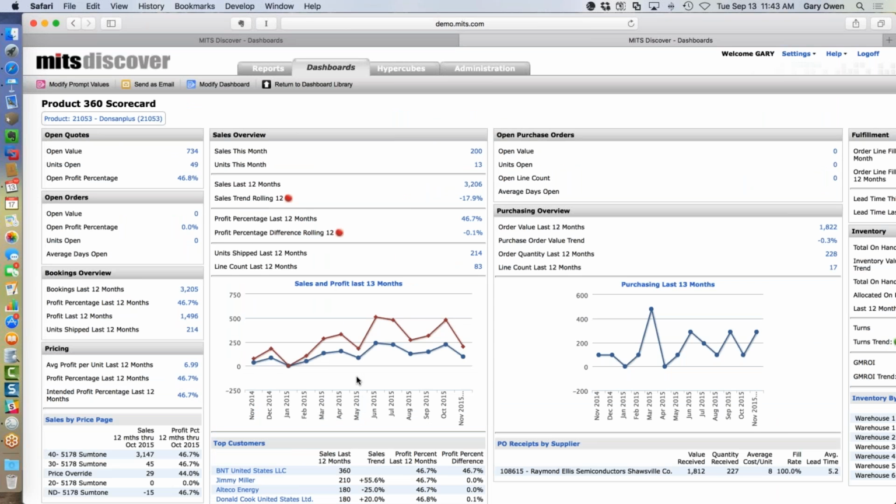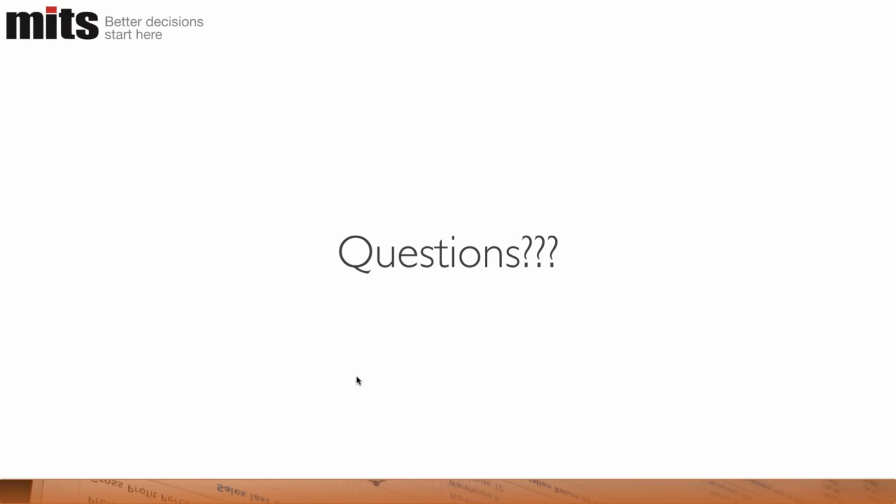So let's see. I didn't see any questions in the Q&A panel. Let's see that I could answer really quickly. Oh, question right here. So has the TWL dashboard been released yet? That's a great question. We have put the dashboards together. We're just waiting to roll it out broadly until the MITS Discover 10.1 release has been out.